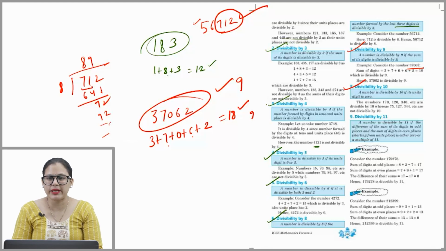A number is divisible by 10 if its unit digit is 0. Okay. Divisibility by 11. A number is divisible by 11 if the difference of the sum of its digits in odd places and the sum of digits in even places is either 0 or a multiple of 11. Okay. So, example is this.